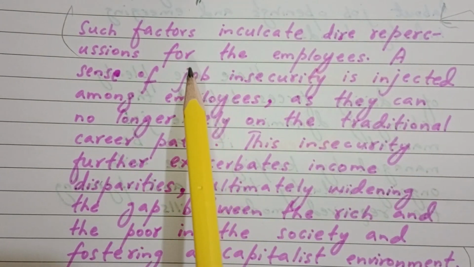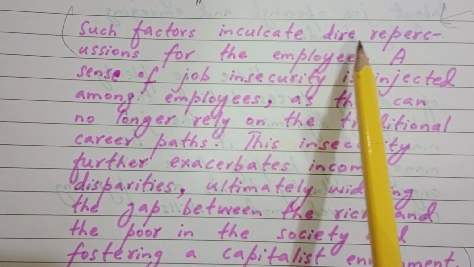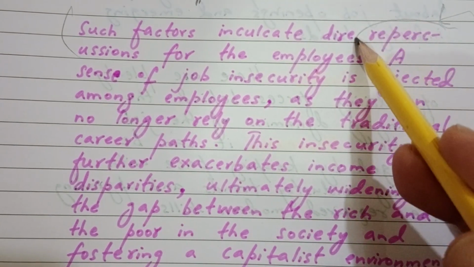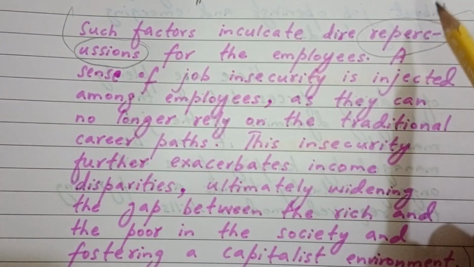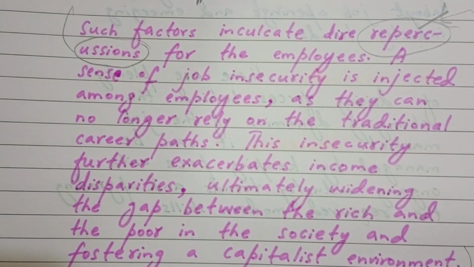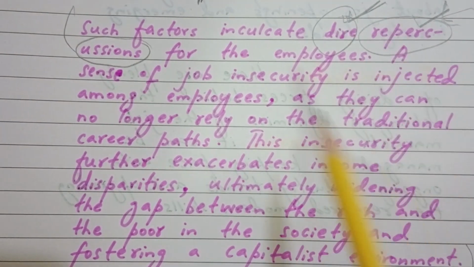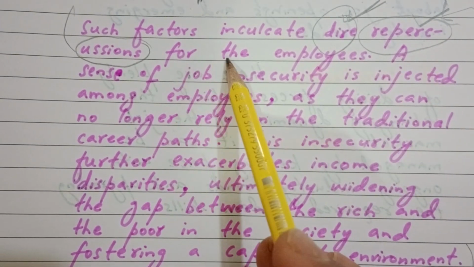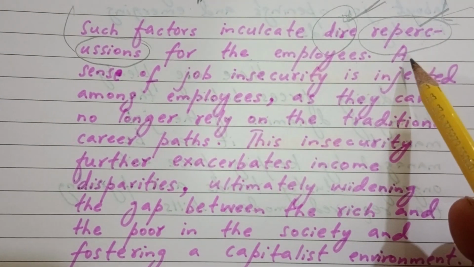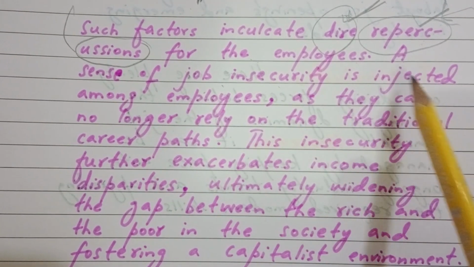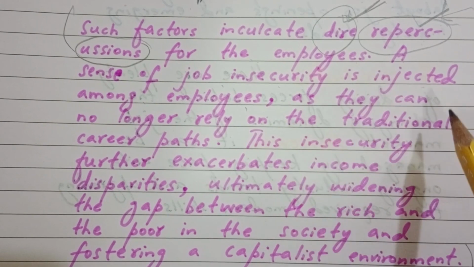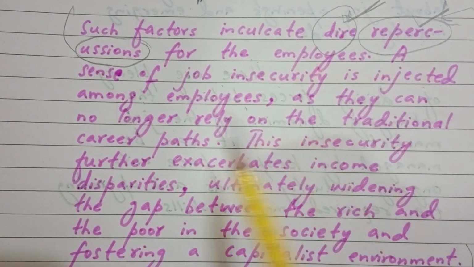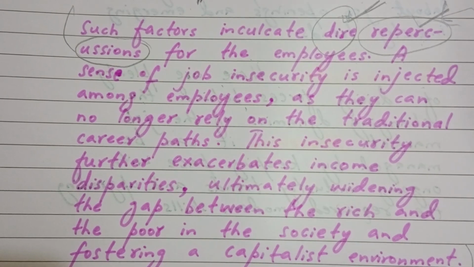Okay, let's read them. Such factors inculcate dire repercussions. Now see, this repercussions is a negative word which shows that there are side effects, the effects that arise from these causes. Dire means very serious effects, or dire repercussions for the employees. Now, what are they? A sense of job insecurity is injected among employees as they can no longer rely on the traditional career paths. Of course, this is the main effect.